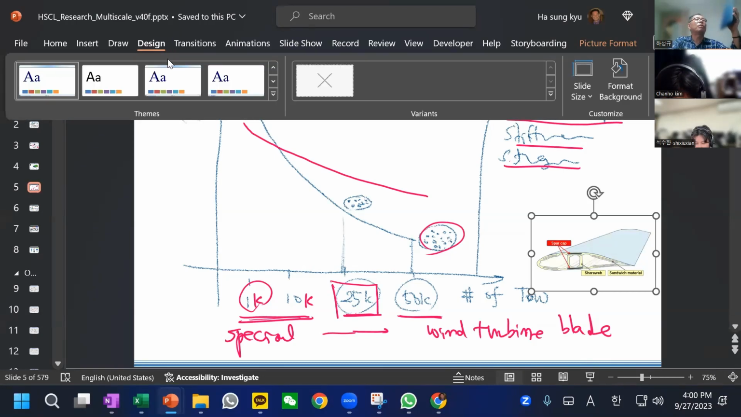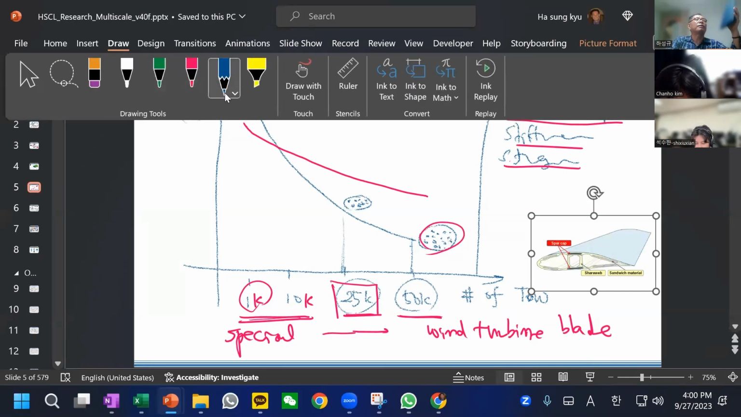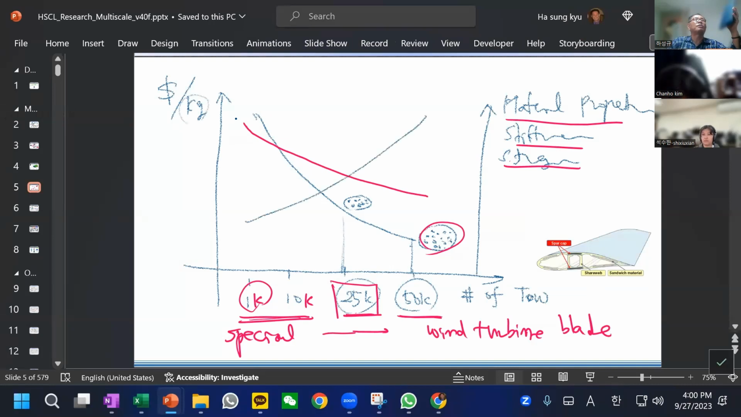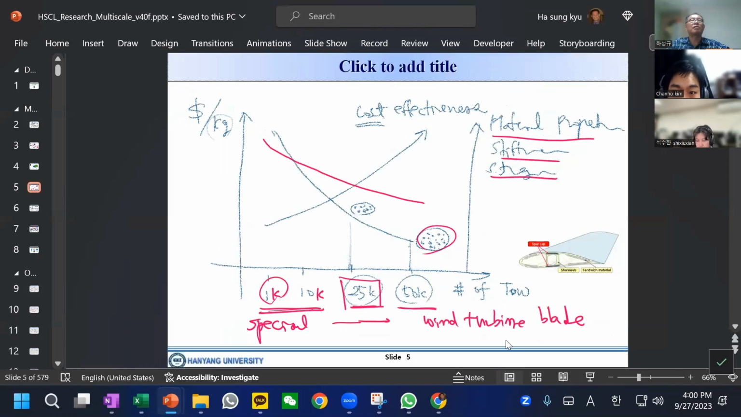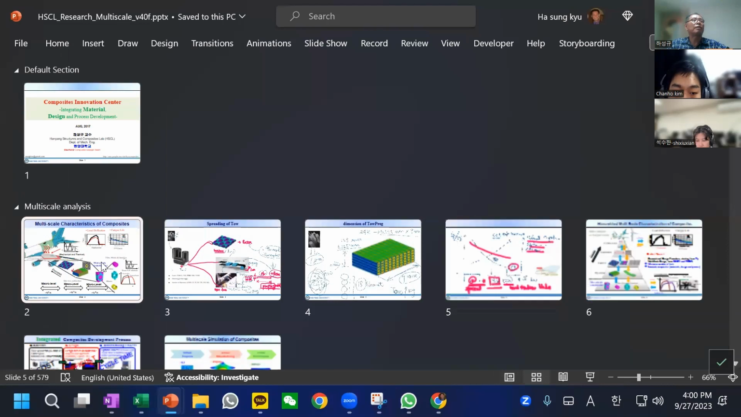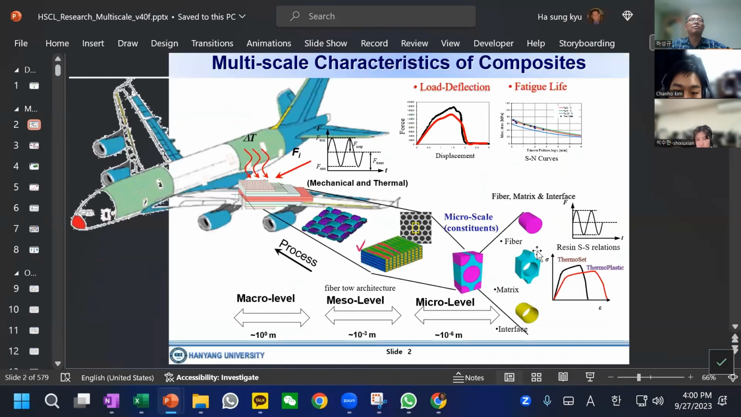So I would like to draw another line here that says we can have this one. This is the cost effective. Cost effective doesn't mean giving us the best, better property, but in terms of cost. Okay, so I hope that I just gave an idea about this fiber and resin, up to here.